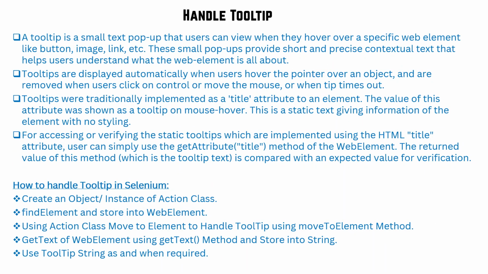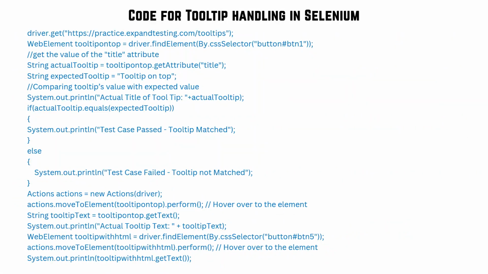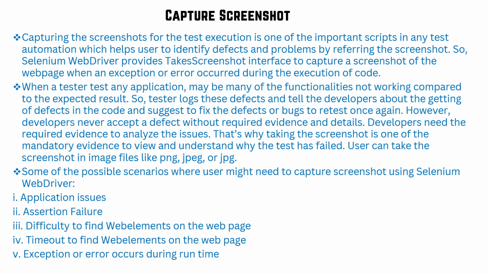Handling tooltips: sometimes a few elements might be there in the web page. Whenever you mouse over, you'll be able to get some text. So you can use the title attribute to get the text, in case that title is already available. Apart from that, you can use the Actions class. You can move to the element and hover over it, so the color might change and the text might become visible, and you can get the text with the help of the getText method.